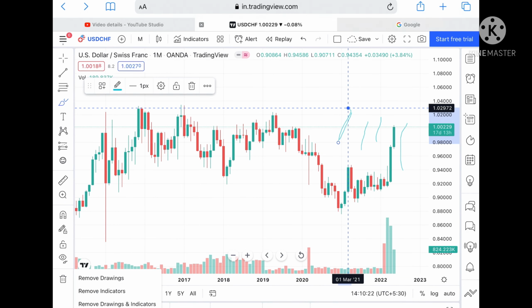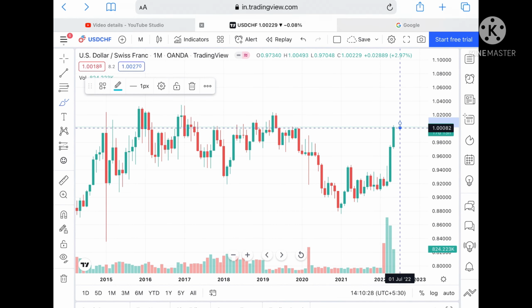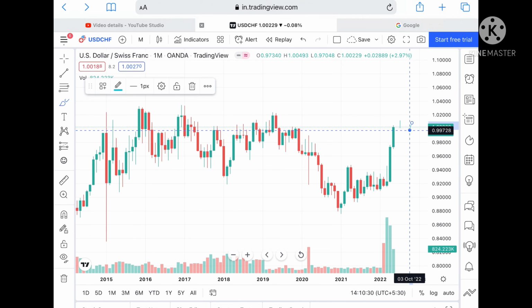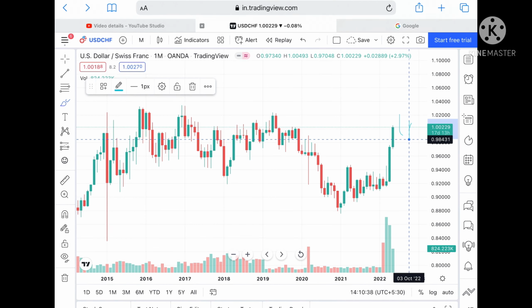But suppose the price didn't sustain this particular level, we can see a level of 1.0082, and from there it can move further low towards a level of 0.99728. Suppose the price goes below this level, then we can see it can touch a level of 0.99079, and from there a level of 0.98431.